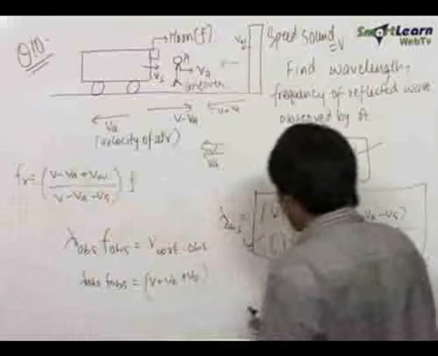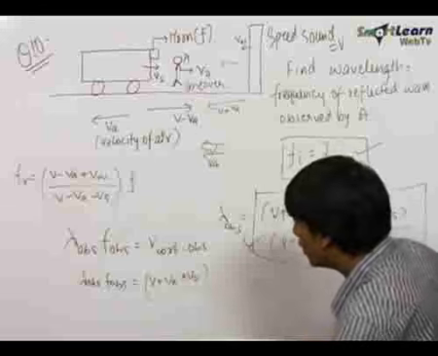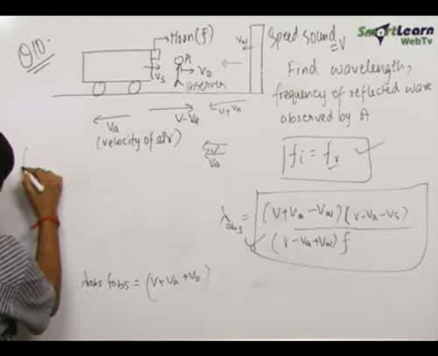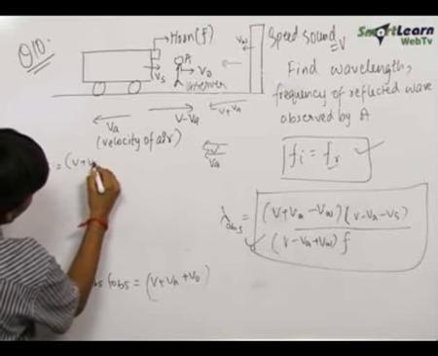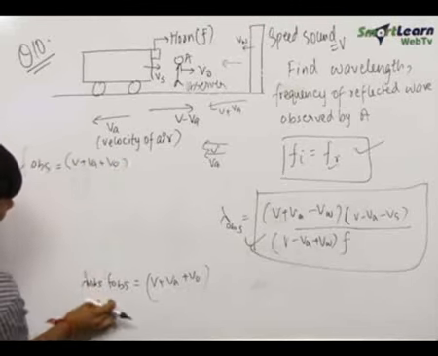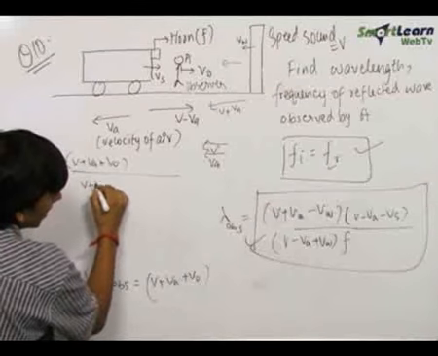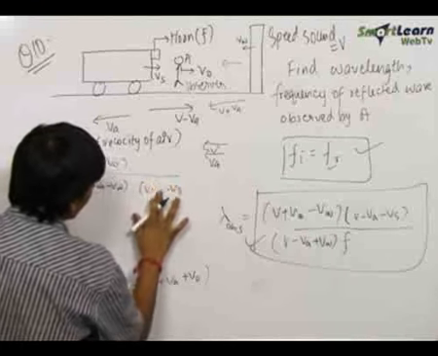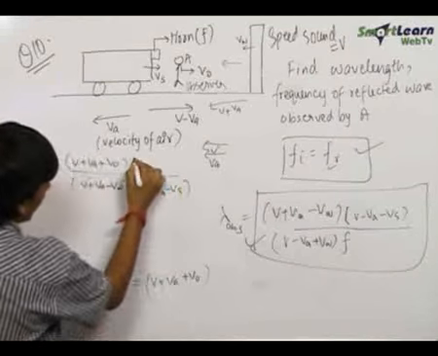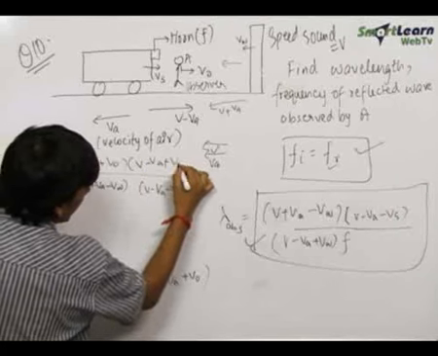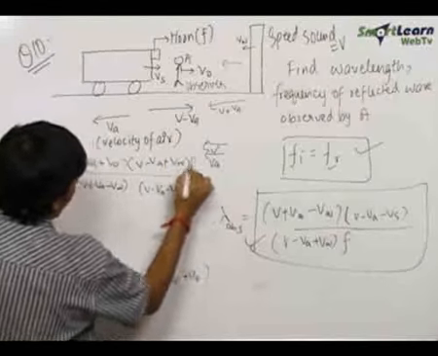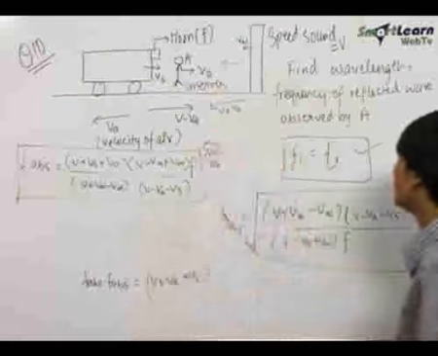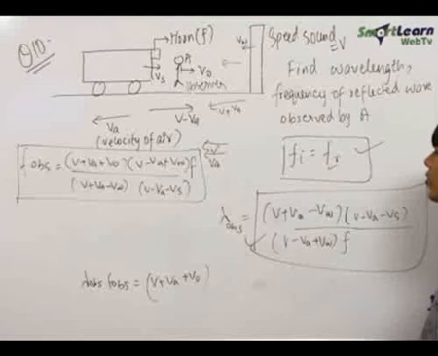Now on substituting the value of lambda observed, we get F observed equal to (V plus Va plus V naught) upon lambda observed, that is, (V plus Va plus V naught) into (V minus Va plus Vw) upon (V plus Va minus Vw) into (V minus Va minus Vs), into F. So this is our final answer for the frequency observed by the observer A, and the earlier result is the final answer for the wavelength observed by the observer A.